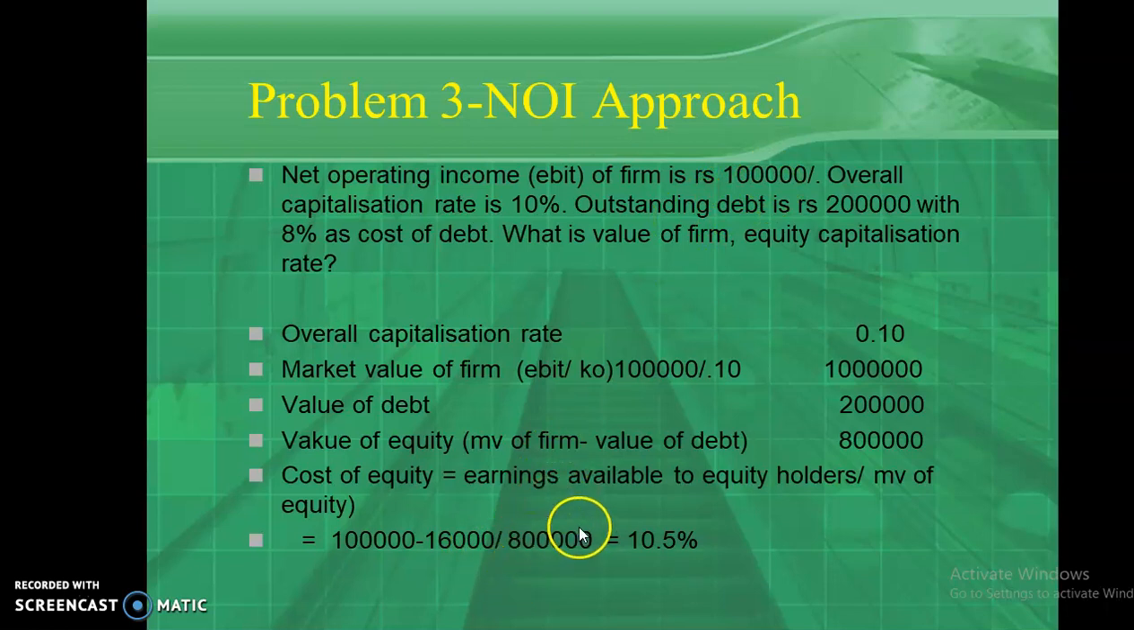So net income divided by market value of equity. Market value of equity, here you calculated as 8 lakh. So you will get the cost of equity as 10.5%. Okay, so this is the way you can calculate the cost of equity. So don't forget the formula for cost of equity: earnings available to equity shareholders, or net income, divided by market value of equity.